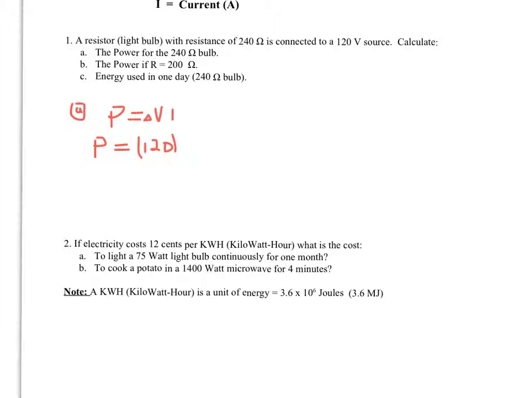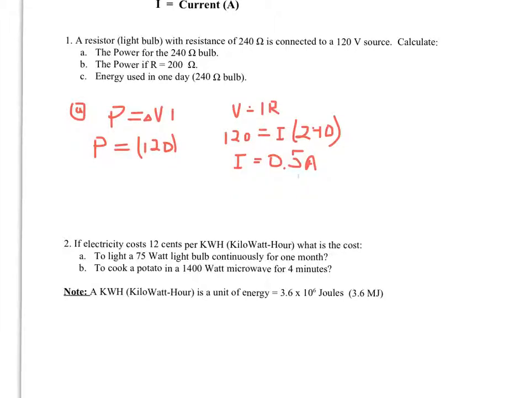The current, oh, we don't know the current. So we're going to figure out, using Ohm's law, V equals IR, off to the right here. If we have 120 volts, 120 volts equals I times the resistance of 240. So the current is 0.5 amps. Having trouble with my pen here. All right, so that's our current.